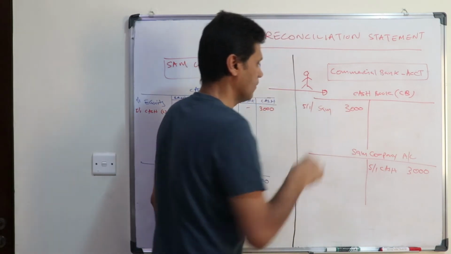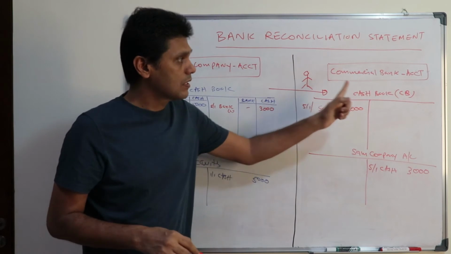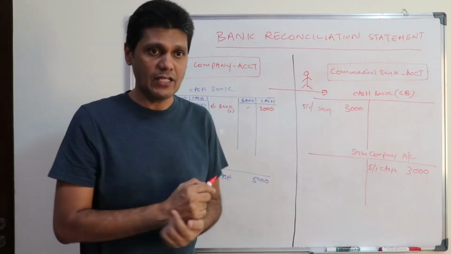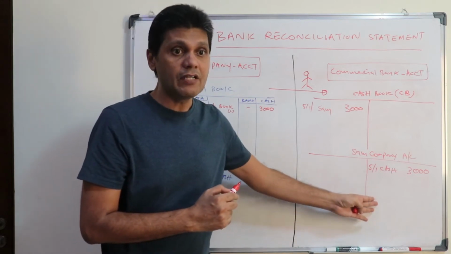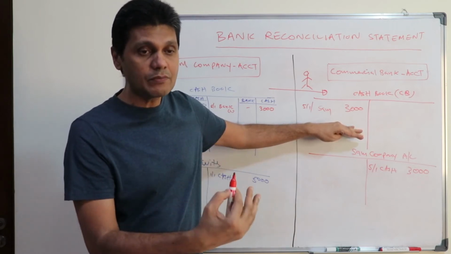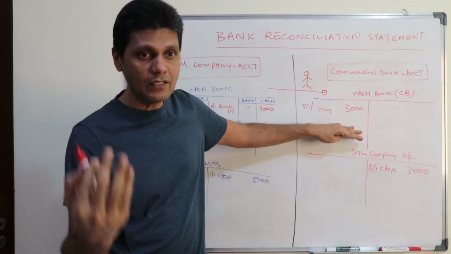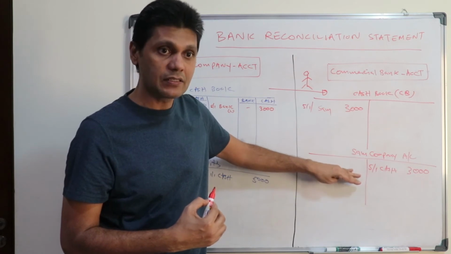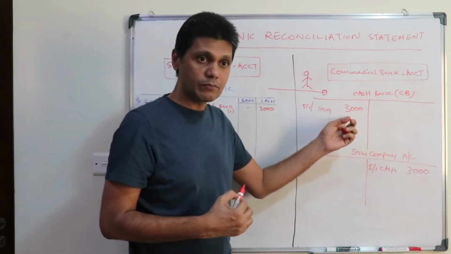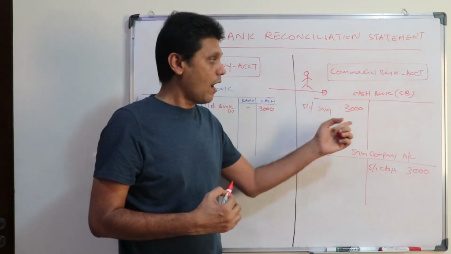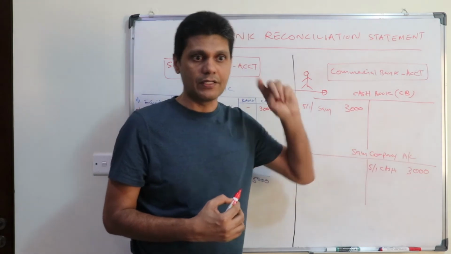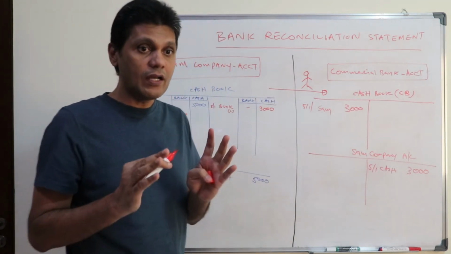Yes, Sam. Now, from the point of view of the bank, whenever they receive cash, it's a liability for them. They don't own this money. They keep this money on behalf of different customers. As far as Sam Company is concerned, it's a customer for the commercial bank. Whenever they come and ask for money, they have to pay back. So therefore, they will show this as a liability. Is that clear?